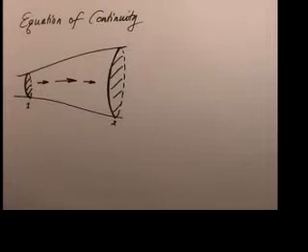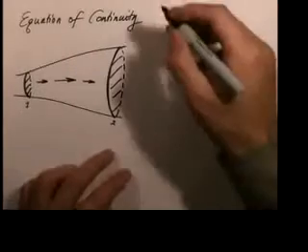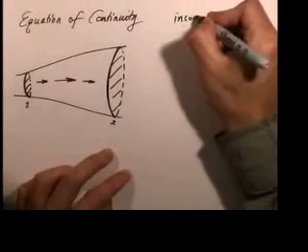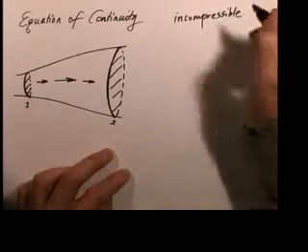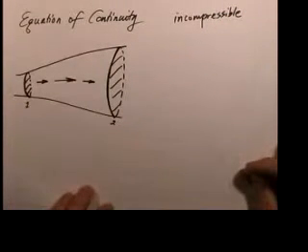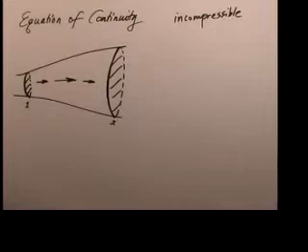I am going to assume at this point that the flow is also incompressible. What does that mean? It means the density cannot change. You cannot take the fluid and squeeze it. For example, water is nearly incompressible, so that is actually not a bad approximation in many cases.